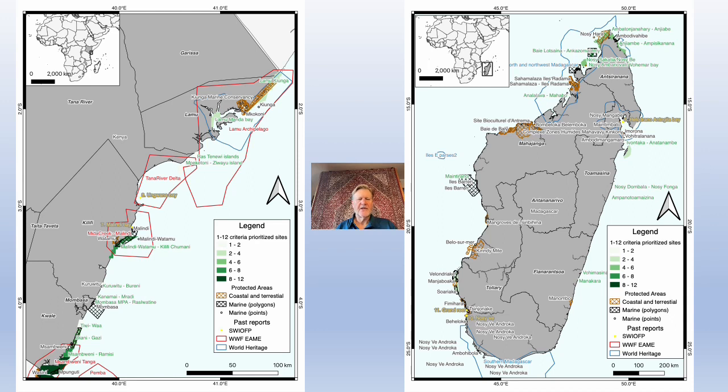These maps do not show some of the details, so there are in our papers and reports more detailed maps of countries like Kenya on the left and Madagascar on the right. These may be useful for assisting particular country designations and prioritization processes.